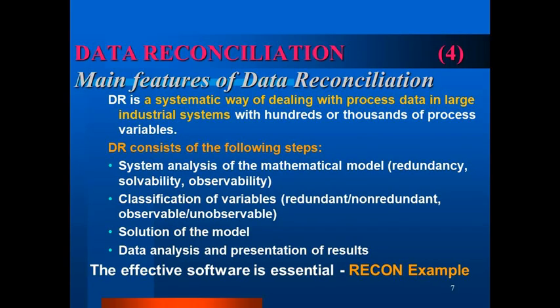To summarize the main features of data reconciliation, we can say that it is the only systematic way to analyze and implement measurement and data processing in large industrial systems. Data reconciliation and validation should proceed in the following steps: building the mathematical model and analyzing its solvability; classification of variables as redundant or non-redundant and observable or unobservable; the least squares solution of data reconciliation; final data analysis and presentation of results. It is clear that for large industrial systems some effective software is essential.